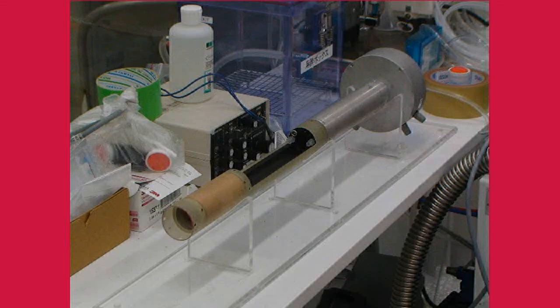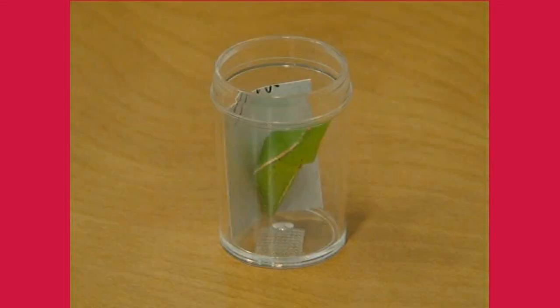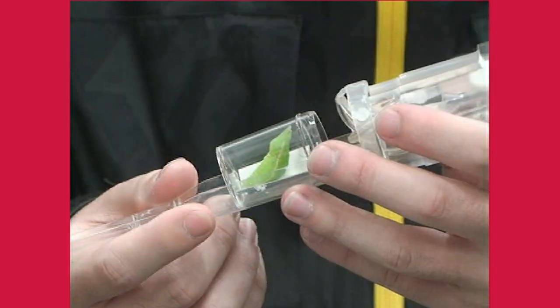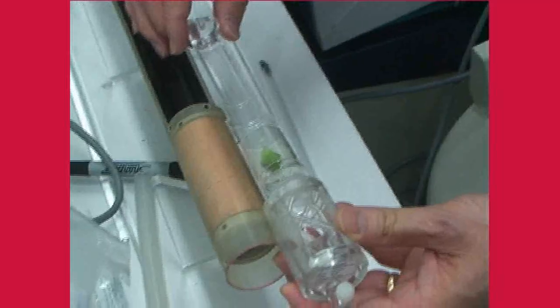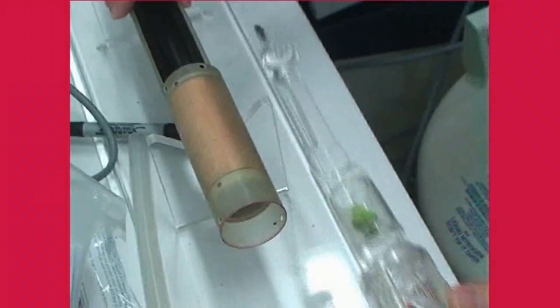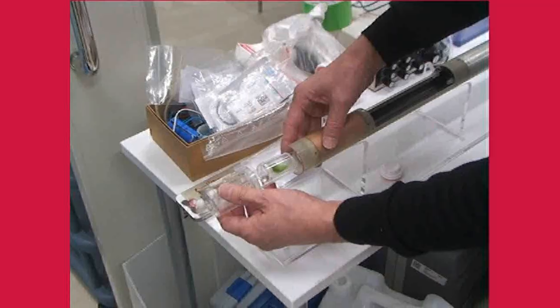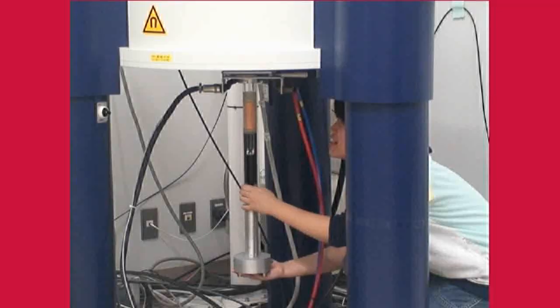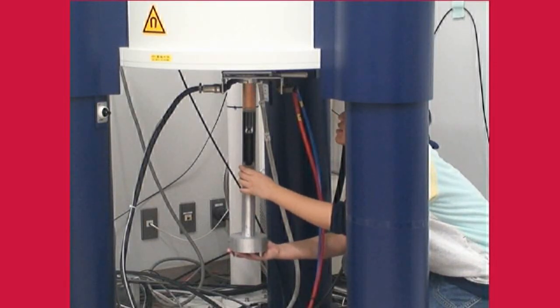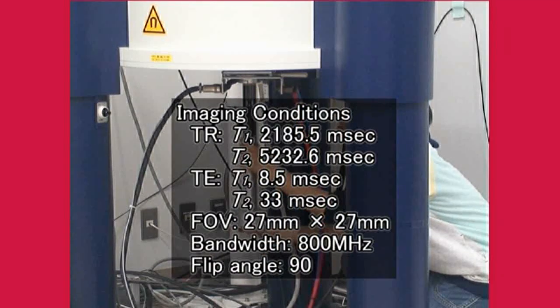Now, we will explain how to install the butterfly pupa in the coil. First, the butterfly pupa is fixed inside the styrene sample tube, and this is attached to the auxiliary tool for fixing the sample in the coil. Next, attach the auxiliary tool with the butterfly pupa so that the butterfly pupa is in the center of the coil. Then, attach this coil to the imager equipment and we are ready to take an image.